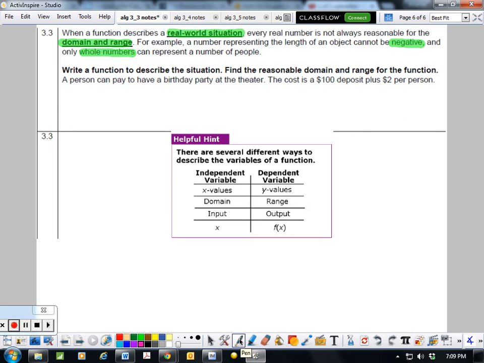So write a function to describe the situation, find a reasonable domain and range for the function. A person can pay to have a birthday party at the theater. The cost is a $100 deposit plus $2 per person. So when I write my function f of x is equal to, I've got the $100 initial fee, and then they charge $2 a person.